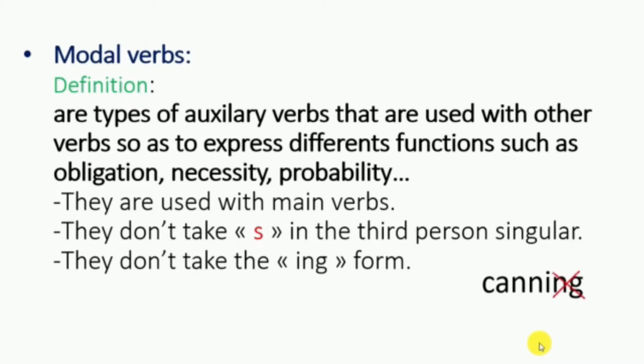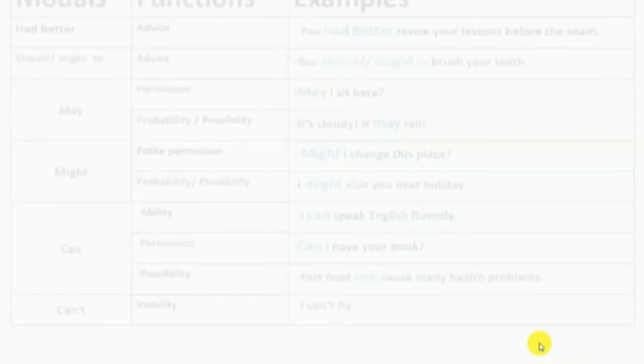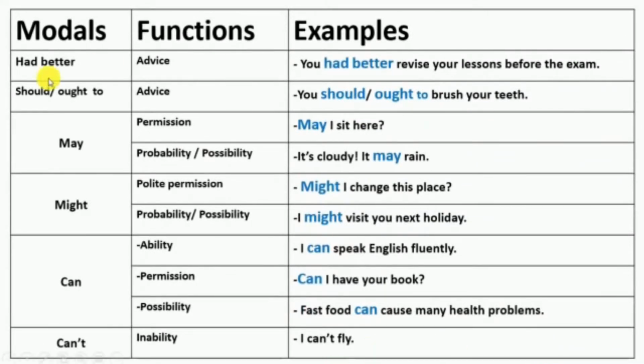Okay, fine. Now let's look at some examples in this chart. Here, as you can see, we have modals in the first column, functions expressed, and examples. Let's start with the first one. Had better. This modal expresses advice, nasiha. Example: you had better revise your lessons before the exam. Second, should or ought to. The same. These two modals express advice. You should or you ought to brush your teeth.